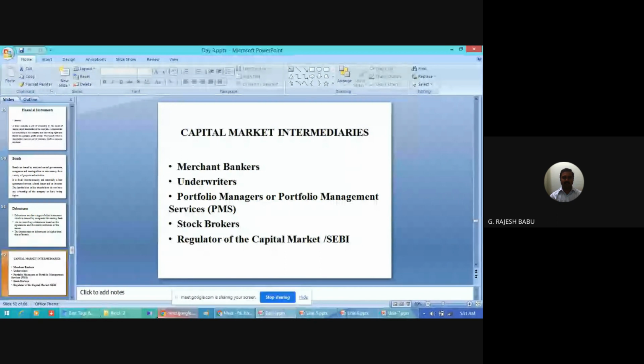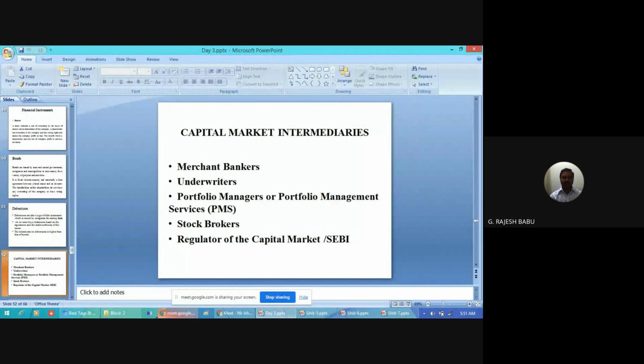He agrees with the issuer company that in the case of securities that are not subscribed, the underwriter would subscribe to the unsubscribed securities itself or through others. He is paid a fee called underwriting commission for this job.